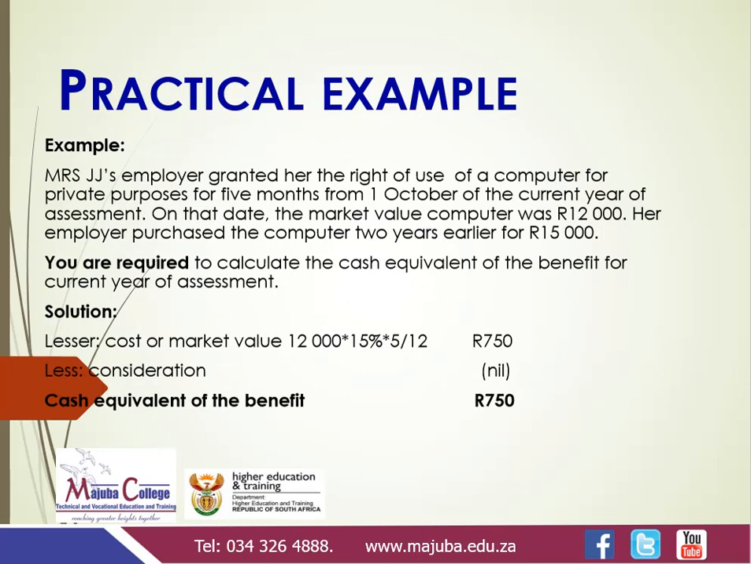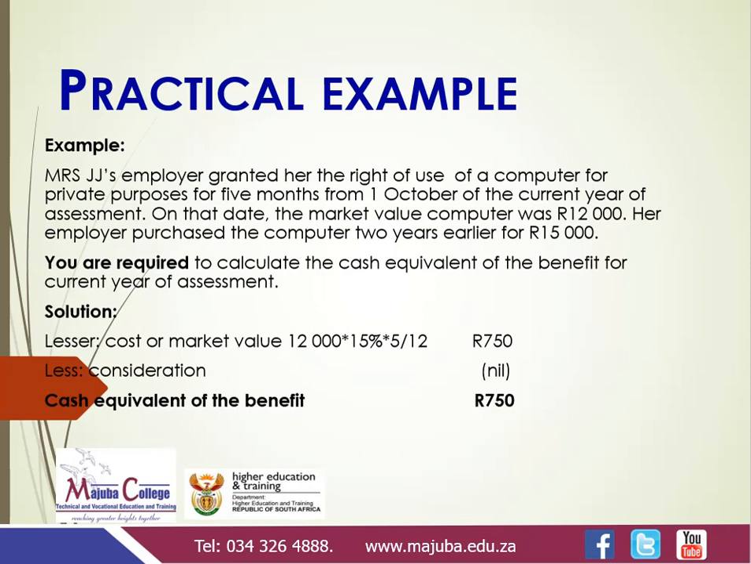Okay, let's do this practical example so that you're gonna get a clear explanation. Mrs. JJ's employer granted her the right of use of a computer for private purposes for 5 months from 1 October of the current year of assessment. On that date, the market value for a computer was 12,000. Her employer purchased the computer 2 years earlier for 15,000. You are required to calculate the cash equivalent of the benefit for the current year of assessment.